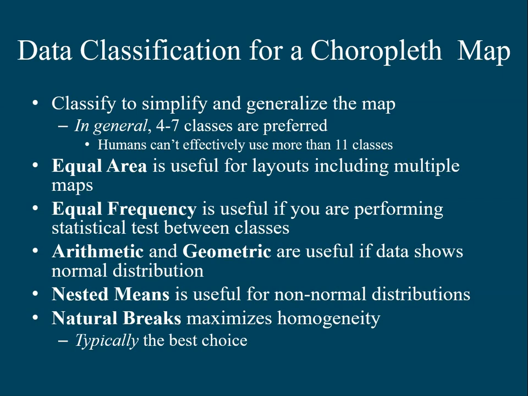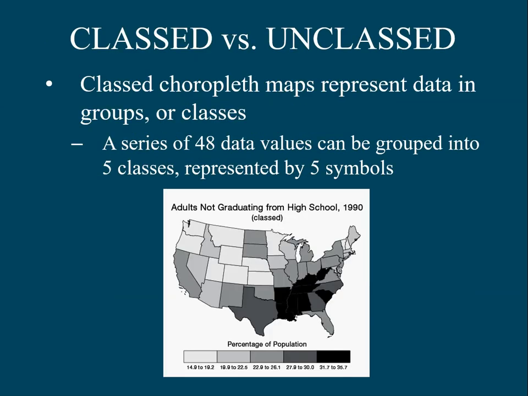All right, so classed versus unclassed. Classed choropleth maps represent data in groups or classes. So a series of 48 data values can be grouped into 5 classes represented by 5 different symbols. All right, so that's what classification of our data means.